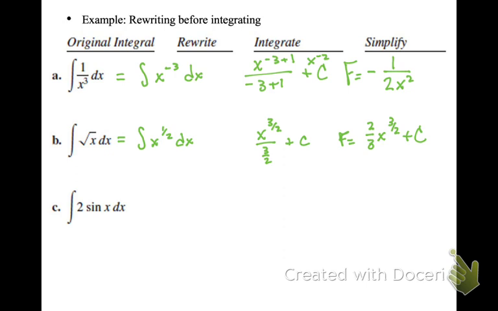Okay, did we end up with 2/3 x to the 3/2 plus c? Natalie? Very close. Did you forget to multiply by the reciprocal? Okay.